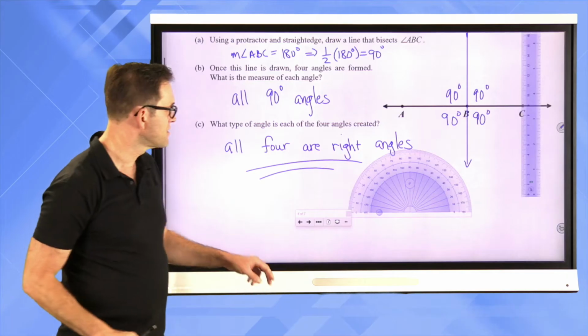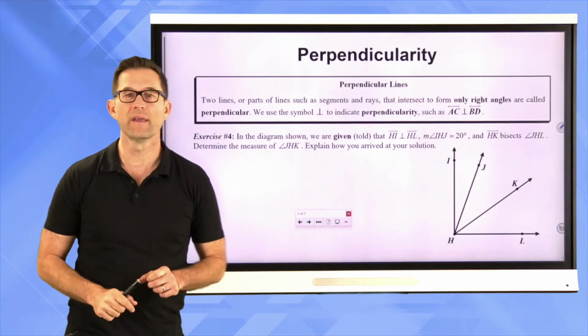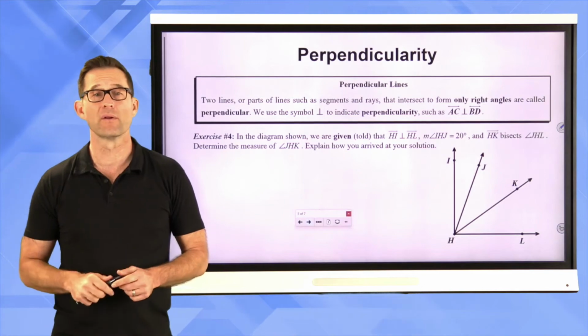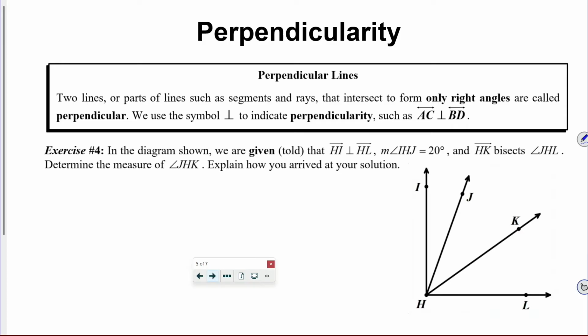All right, and that leads us to our next very important idea, which is perpendicularity. Let's talk a lot about what perpendicular lines are. 2 lines or part of lines, such as segments and rays, that intersect to form only right angles are called perpendicular. We use the perpendicular symbol to indicate perpendicularity, such as line AC is perpendicular to line BD.